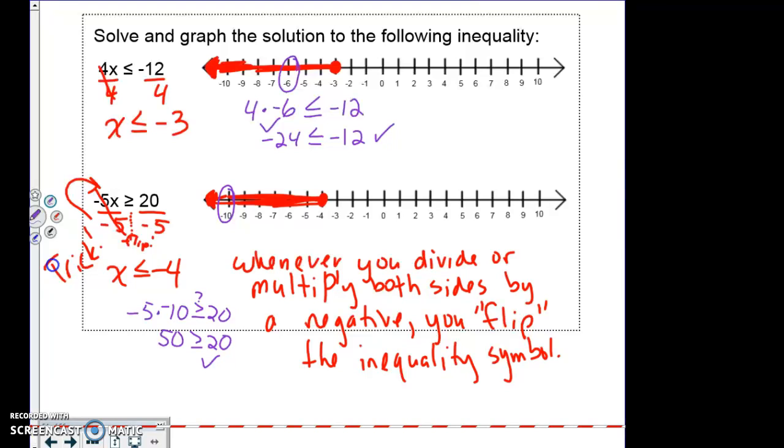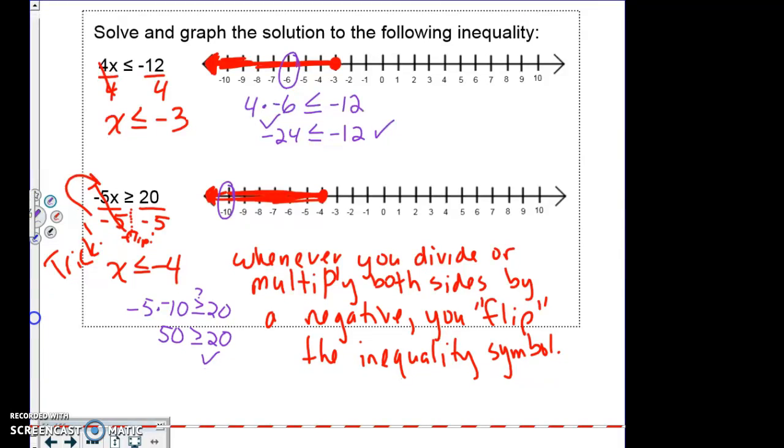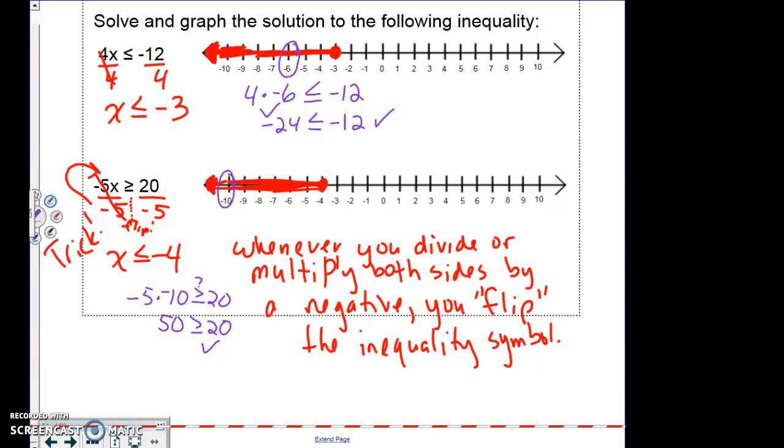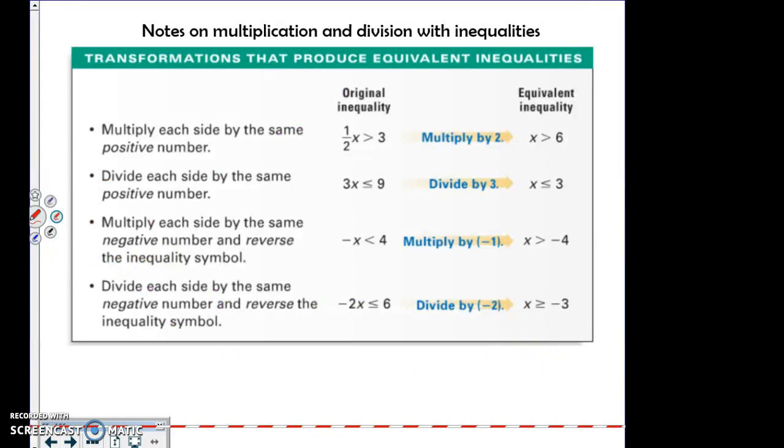If you're interested in why this has to be done this way, I can definitely show you a proof or an extended explanation on why this happens. But if you're just someone that likes to follow the rule and you don't really care why this happens, then you should be good to go. On the back, I left the rules for you just in case.